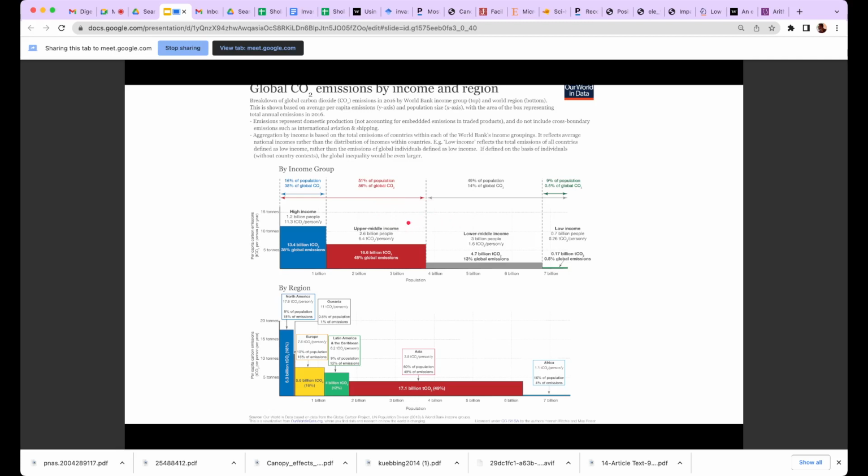So you can see that it's not the poor people or lower middle income people who are actually the problem over here. It's the other end, the richer people who are the problem. It might seem a little too communist or liberal, but that is what the data says.